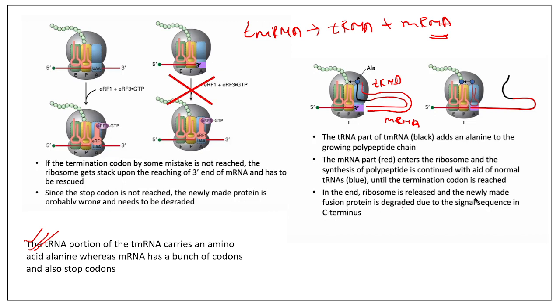Then in the end, what will happen? The ribosome is released and the newly made fusion protein is degraded due to the signal sequence in the C terminus. In the end, this mRNA will provide the stop codons. When stop codons are provided, these release factors are able to release the ribosome from the growing chain. So now your ribosome is released. But what about the protein that has been synthesized? This protein is a wrong protein because it's a fusion protein, because it has some of its own sequences and some of the sequences which are added with the help of this mRNA. So ultimately this protein is degraded. So tmRNA helps in the degradation of the protein as well.